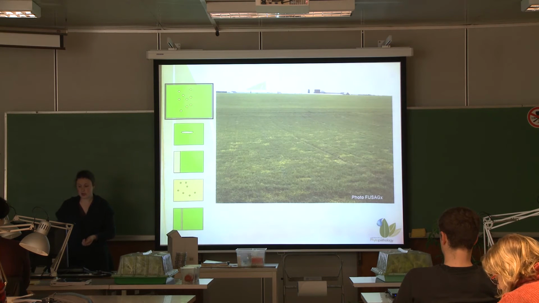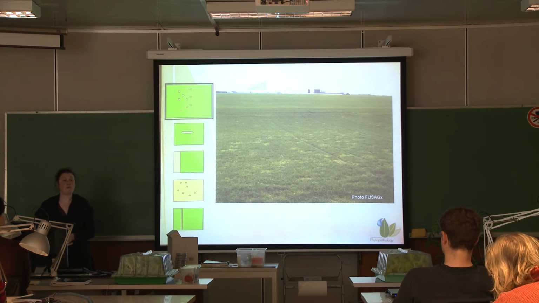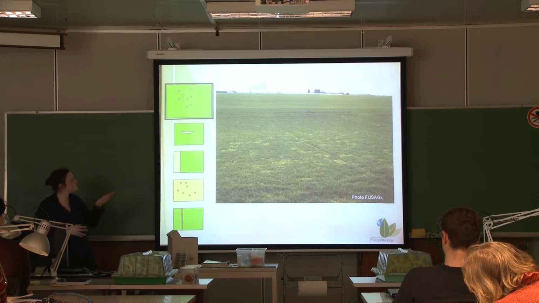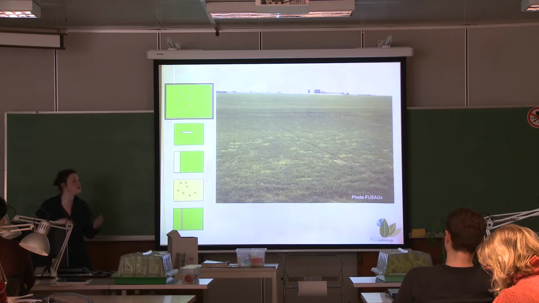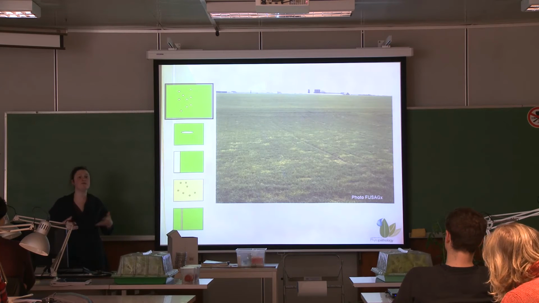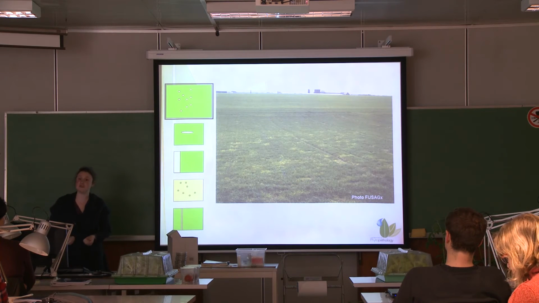For example, here you have a barley field in which you have randomly dispersed yellow spots, and this is really characteristic of a disease which is spread by insects. Here, for example, it can be a virus spread by aphids. Observing this kind of pattern can give you really important information on the disease you have.